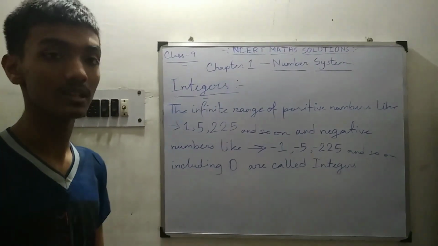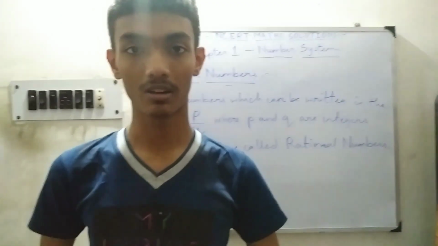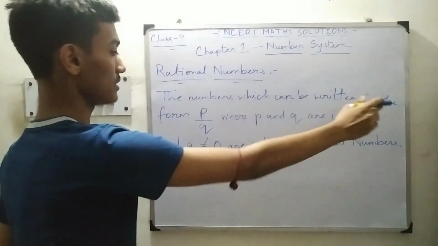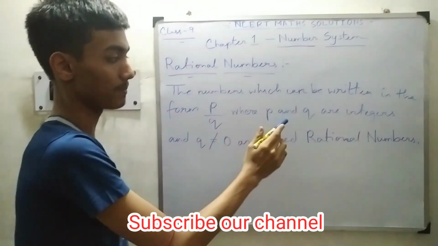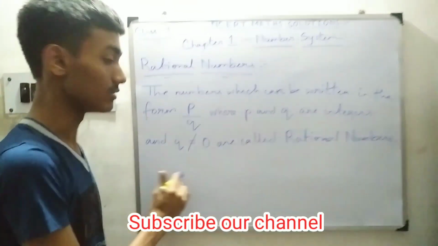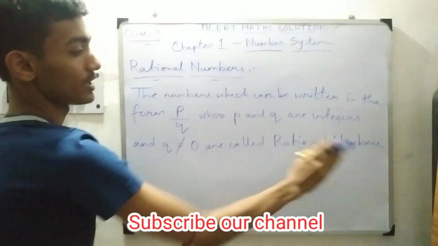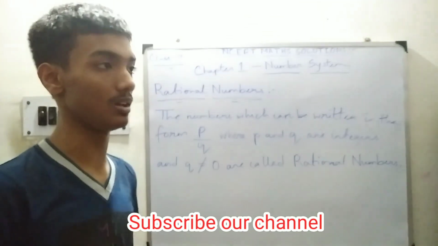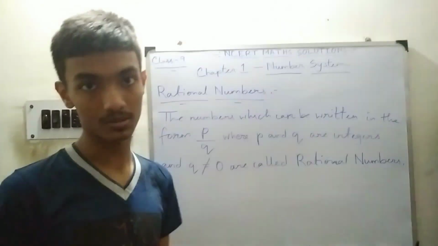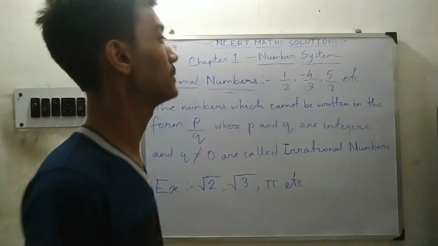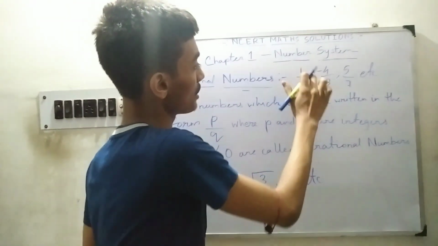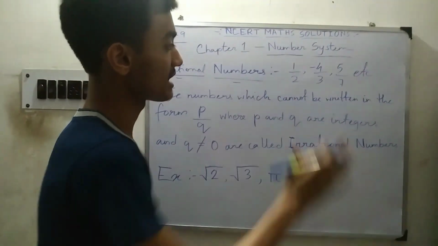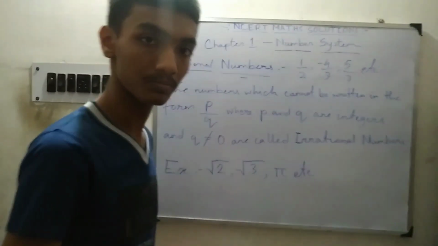Now let's see the definition of rational numbers. The numbers which can be written in the form p by q, where p and q are integers and q is not equal to 0, are called rational numbers. I forgot to say the examples of rational numbers, which are 1 by 2, -4 by 3, 5 by 7, etc. as they can be written in the form p by q.